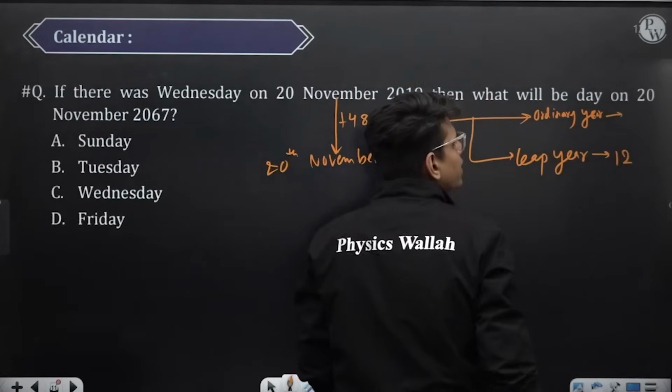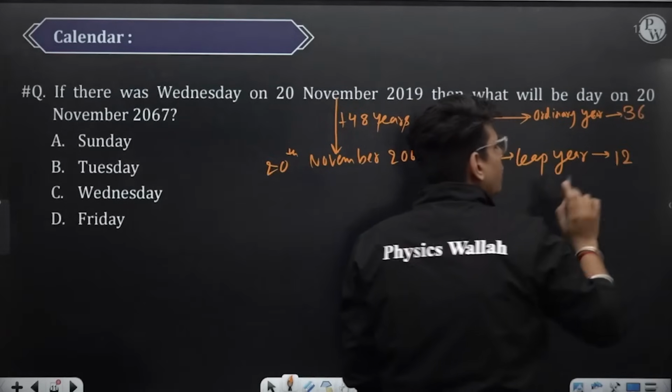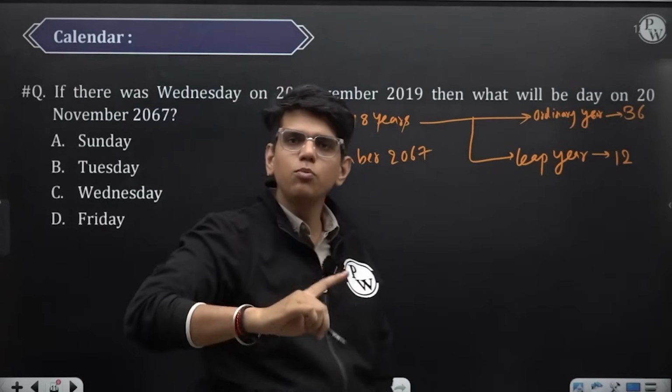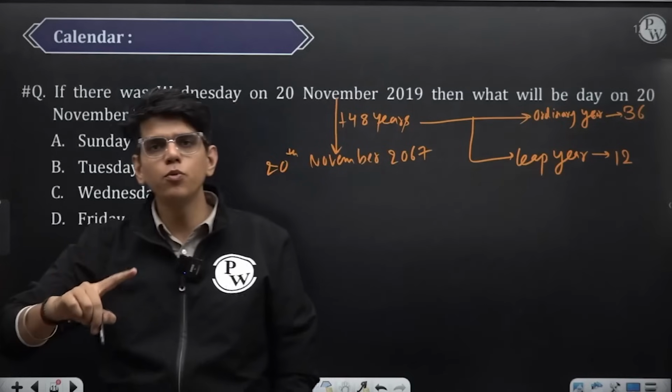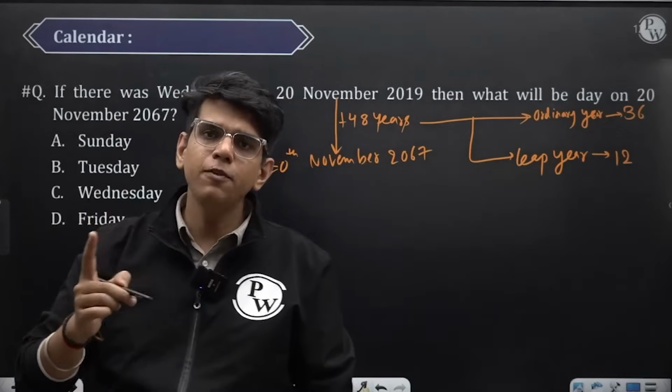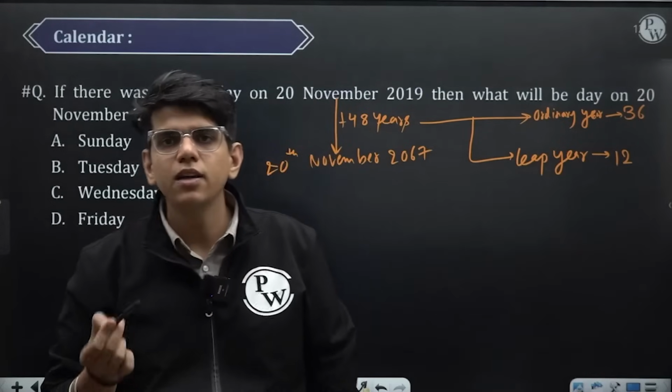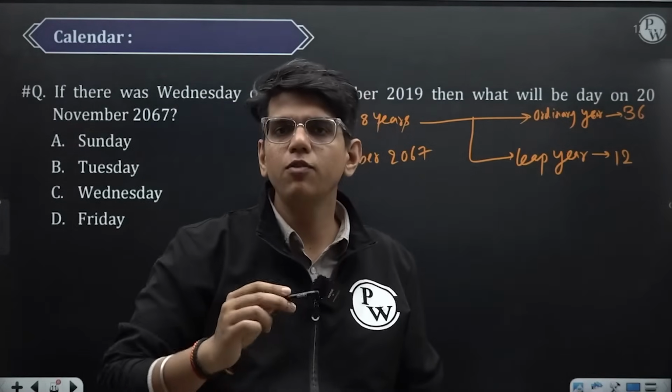And what is the ordinary years left? 36. Now you know every ordinary year contributes one odd day. That means when you move ahead by an ordinary year, you move ahead by a day. If 1st of January 2025 is Monday, so 1st of January 2026 will be Tuesday.